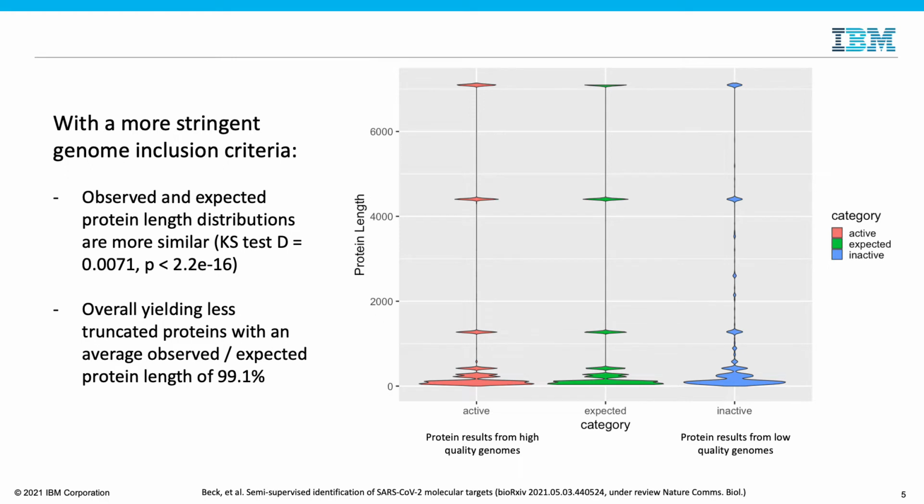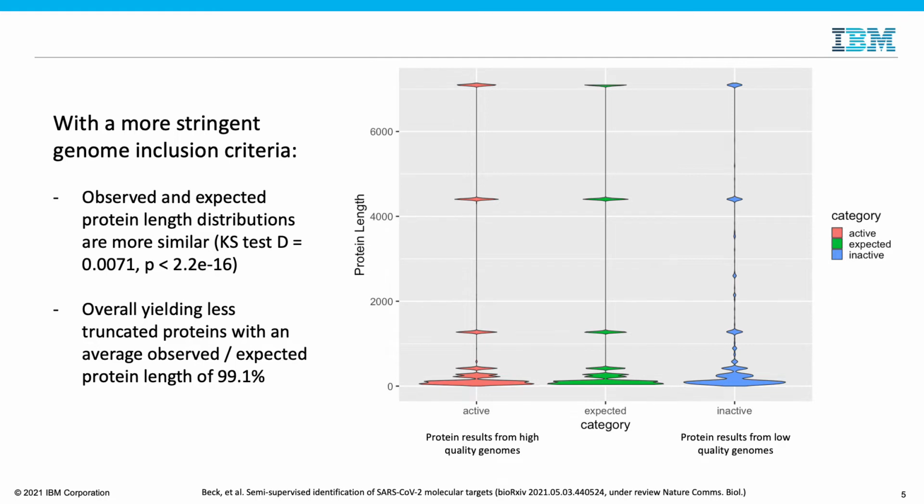In this plot, we are demonstrating that the application of this quality criteria allows for better identification of protein targets within the SARS-CoV-2 genomes. This violin plot shows genomes in salmon color that are above our criteria, marked as active, and in blue those below our criteria, marked as inactive. In the middle is the expected protein sequence length. Using a KS test, we identified that the active genomes have a protein length distribution that is more similar to expected than the inactive genomes.